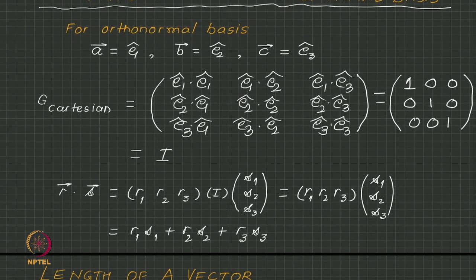So, now if you use that in the general formula where you had R1, R2, R3 multiplied by the metric tensor multiplied by S1, S2, S3, but the metric tensor now is I, and I obviously does nothing. It leaves I times S1, S2, S3. So, you get R1, R2, R3 row vector multiplied by S1, S2, S3 column vector, which gives you the normal dot product formula with which we had started. So, you have simply generalized the dot product for a more complicated coordinate system, that is all.